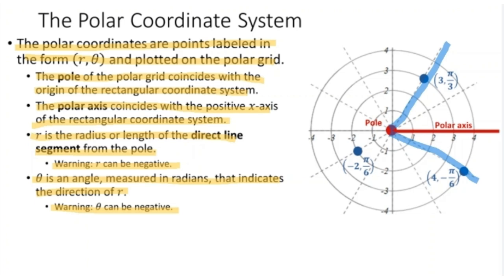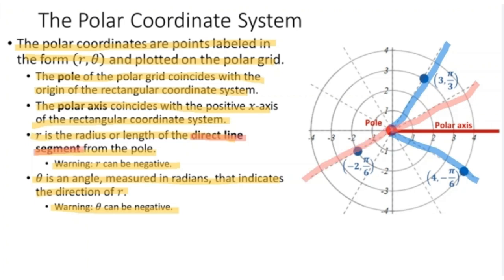Last, we'll talk about the point (negative 2, pi over 6). This is where we have to be careful with the sign of r. Recall that r is the length of the directed line segment. Here's where the term directed comes into play. The terminal side of pi over 6 would be located along the line that I have highlighted in red. Because our radius is negative, we're actually going to go in the opposite direction of our terminal side.